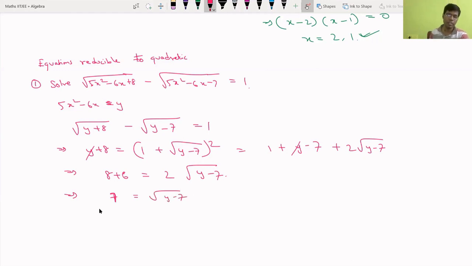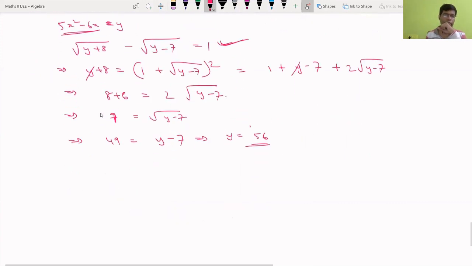Again, let me square on both sides, because now there won't be any extra root because both are positive terms. So this will be 49 is equal to y minus 7, which is y is equal to 49 plus 7, 56. Okay. So y is equal to 56 is my solution for this equation. This is not my final solution. This is the solution for this equation. Now I have to put this value for y and then find out what will be the values of x.